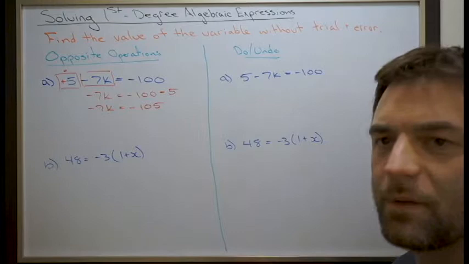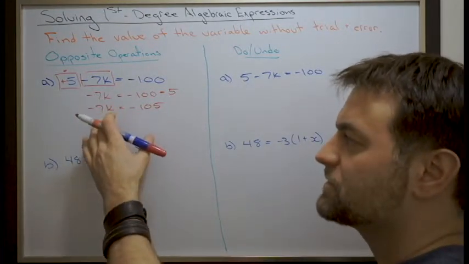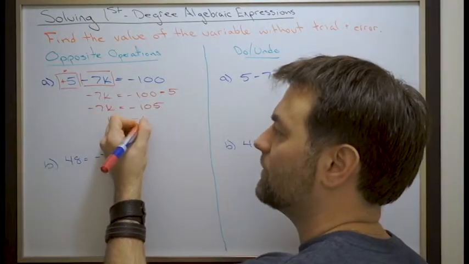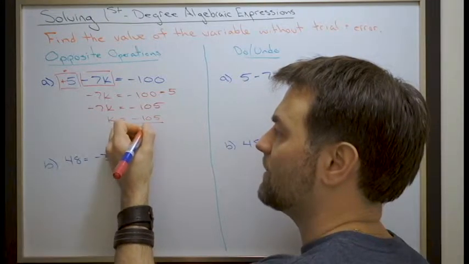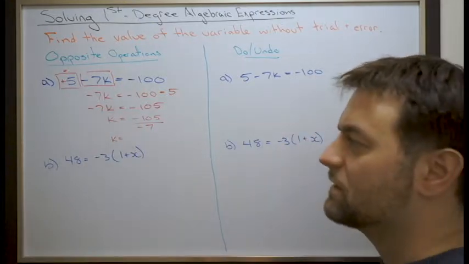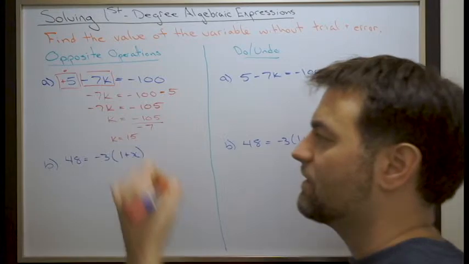So there's our first step out of the way. And now we're down to just a one-step equation. We just have a multiplication question here. So we've got to move that negative 7 over and do the opposite of multiplying by negative 7, and that's dividing by negative 7. Dividing two negatives is going to be a positive, and 105 divided by 7 is going to give us 15.